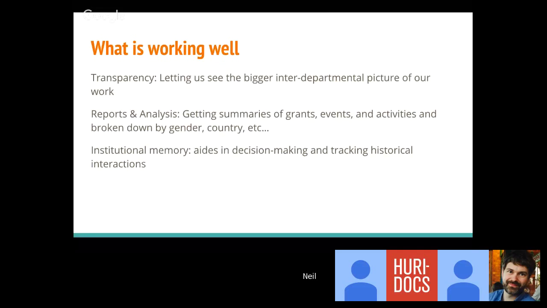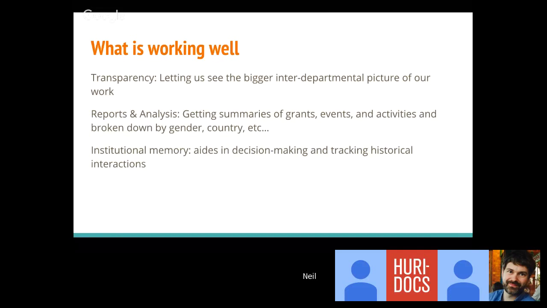And then it also helps us with the reports and analysis. I mean, we need this for our donors, and we need to break them down by gender, countries, and also down to the areas that they focus on, that they're working in. For example, we have journalists. So it helps us with that.